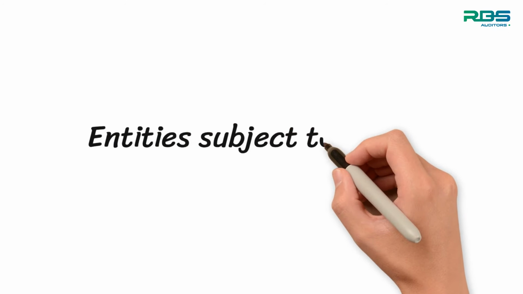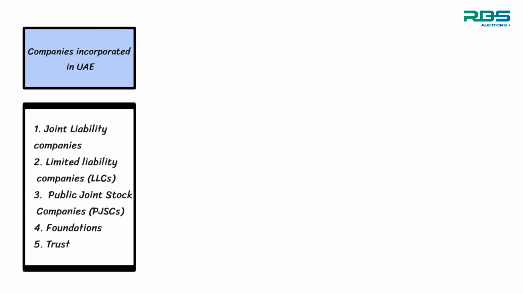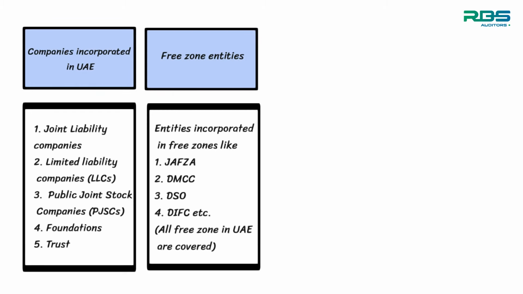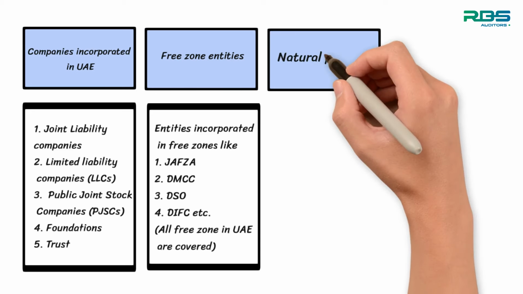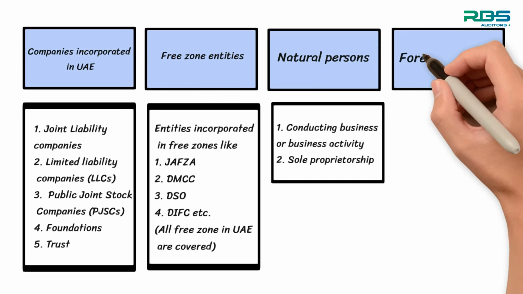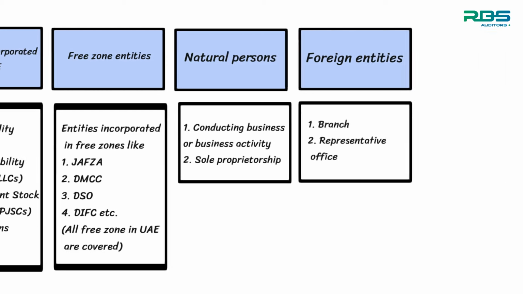Entities subject to UAE CT. All companies registered in UAE like LLCs, PJSCs etc., free zone entities, DMCC, DSO etc., natural persons with business turnover greater than 1 million United Arab Emirates dirhams, sole proprietorship, foreign entities, including those having place of effective management in UAE, branch and representative office etc.